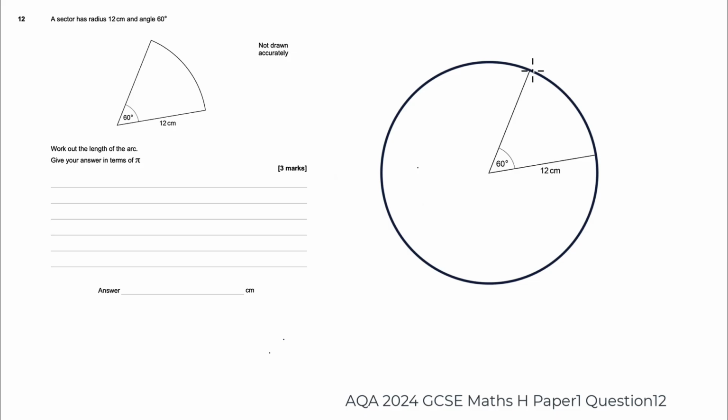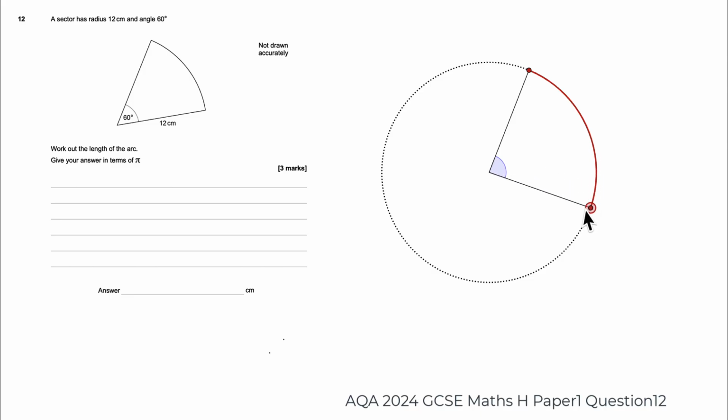You'll notice that this arc that we're asked to calculate is part of a complete circumference of a circle. So we have 60 degrees at the centre of this circle, and we're asked to work out the length of this arc. Well, let's look at a little animation first. So let's increase the angle at the centre. As the angle at the centre increases, so does the arc length.